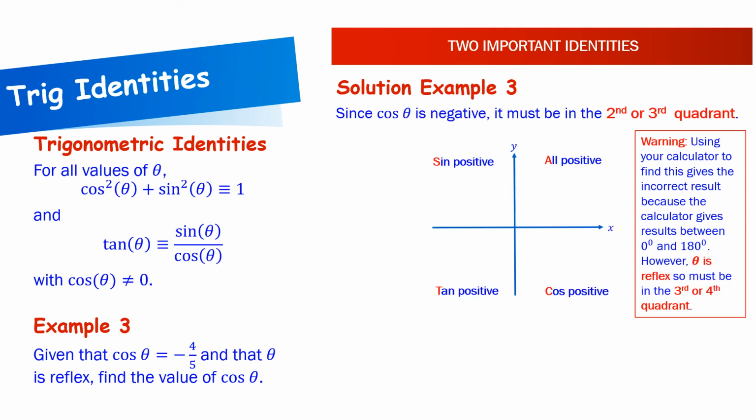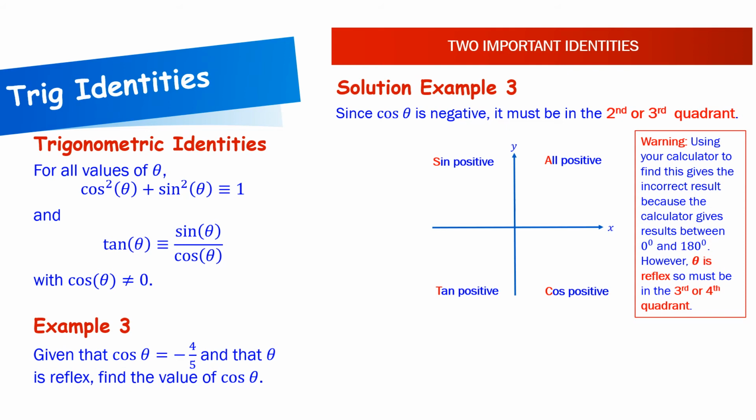Let's remind ourselves of the CAST diagram. In the first quadrant, sine, cos and tan are all positive. In the second quadrant, only sine is positive. In the third quadrant, only tan is positive. And in the fourth quadrant, only cos is positive.